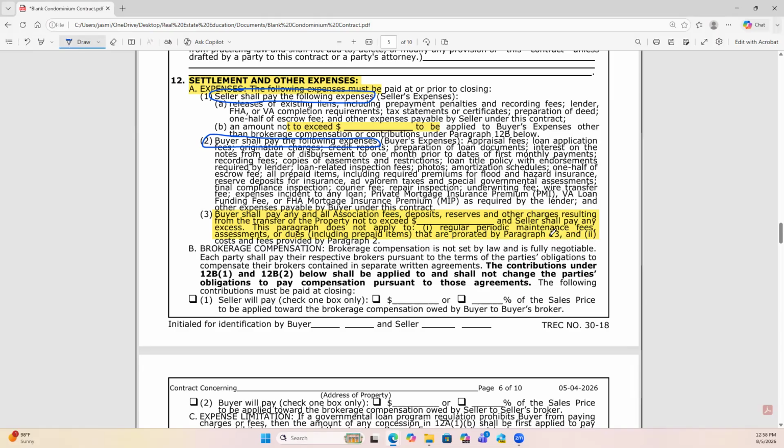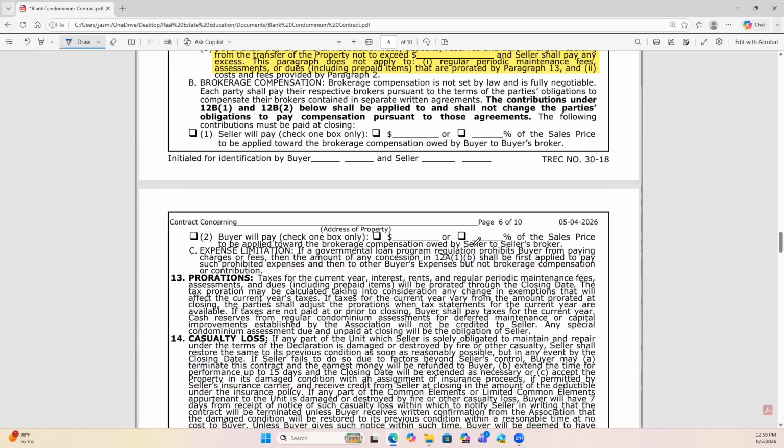Are they going to pay an amount not to exceed this dollar amount? The exact same way we would do it on the HOA addendum or the membership of mandatory association addendum that we add to all the other contracts. We're just putting it here in 12A3, okay?